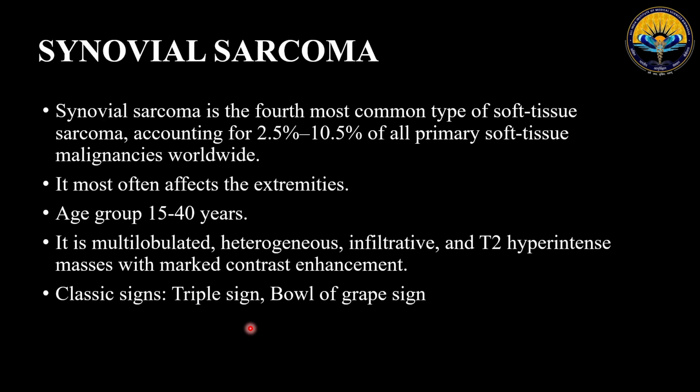So coming to a brief discussion about synovial sarcoma, it's the fourth most common type of soft tissue sarcoma, with 2.5% to 10.5% incidence of all primary soft tissue malignancies worldwide. It most often affects the extremities. The younger age group will be involved more. It is multilobulated, heterogeneous, infiltrative, with hyperintense masses with marked contrast enhancement. The classic sign will be the triple sign. In the T2 images, we can see the heterogeneous nature of the tumor: iso, hyper, hypo, all intensities we are able to see. And the bowl of grapes sign. Bowl of grapes will be seen whenever the tumor shows hemorrhage, we can see blood fluid levels within the lesion.